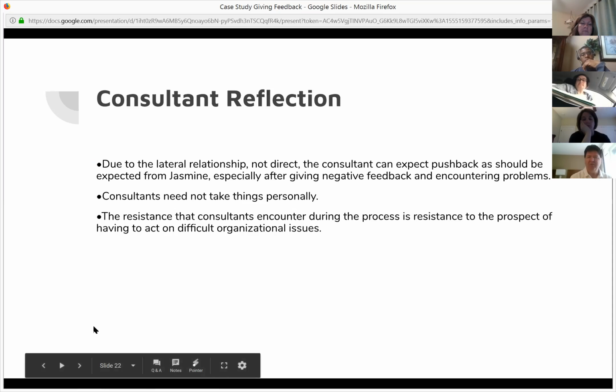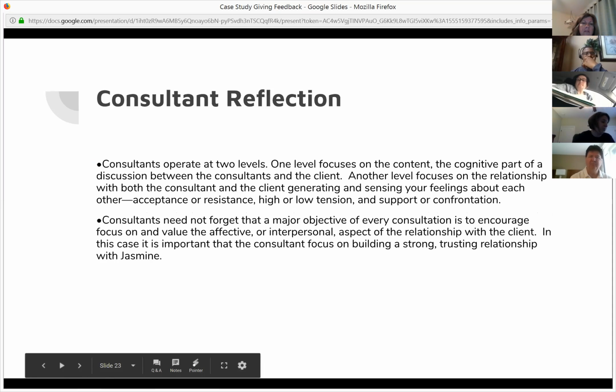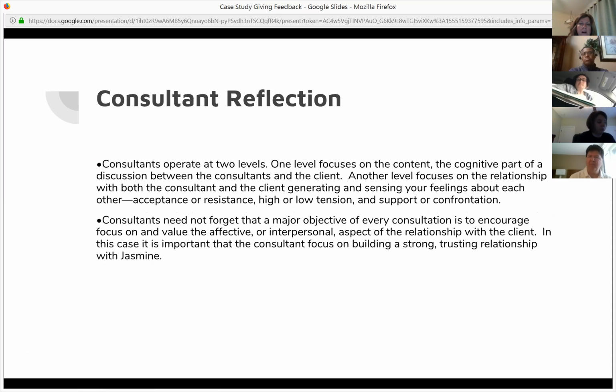The resistance that consultants encounter during the process is resistance to the prospect of having to act on difficult organizational issues within the business. And consultants operate on 2 levels. The first focuses on content, the cognitive part of the discussion between the consultant and the client, and another focuses on the relationship, with both the consultant and the client generating and sensing feelings about each other. That would be acceptance or resistance, high or low tension in the relationship, and support or confrontation occurring in the relationship.